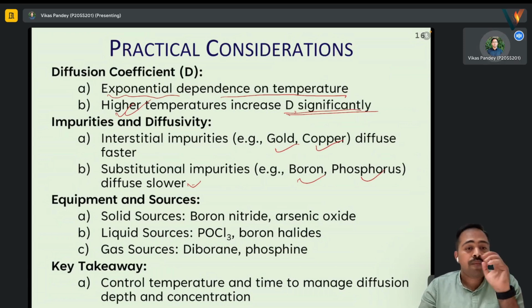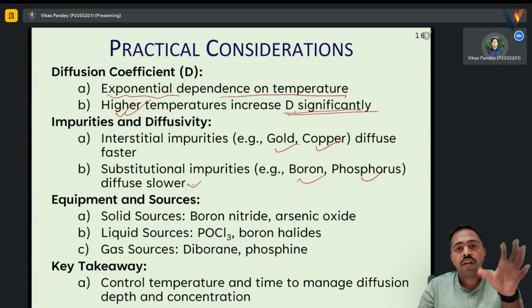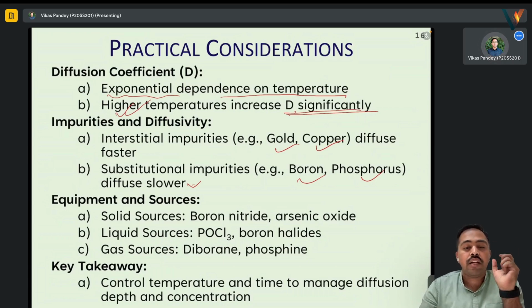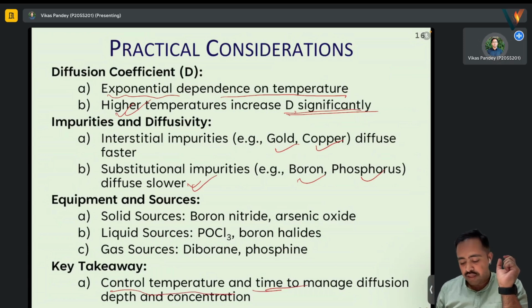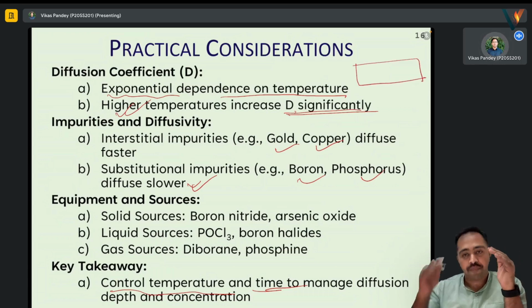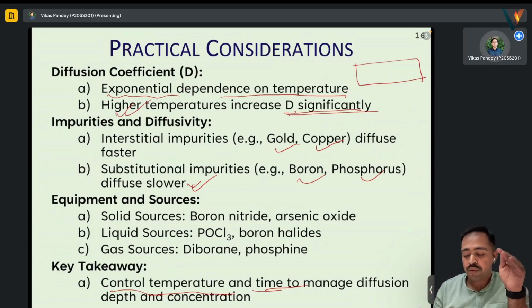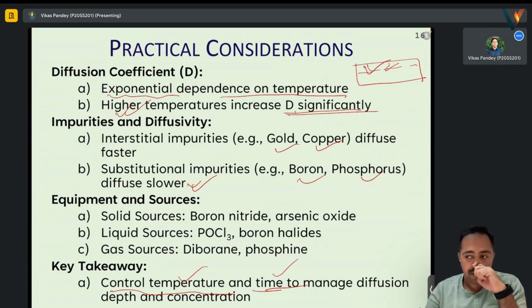So the greatest takeaway from all the talk about diffusion is to control the temperature and time to manage the diffusion depth and concentration. We have two things. We may or may not want the whole thing to be diffused. We might want this diffusion to occur till some depth, as well as we might want to control how much diffusion should occur, how much doping should occur. And these two can be controlled by controlling the temperature and time.